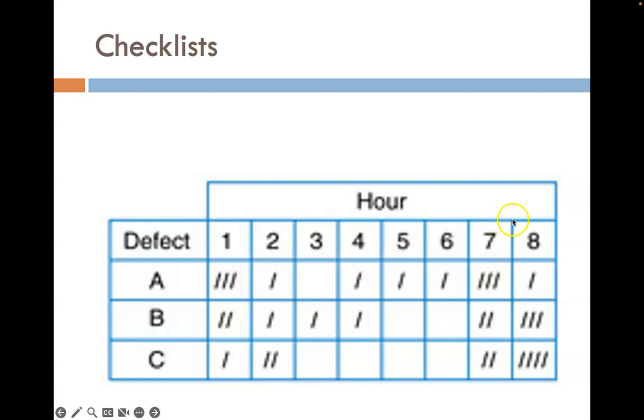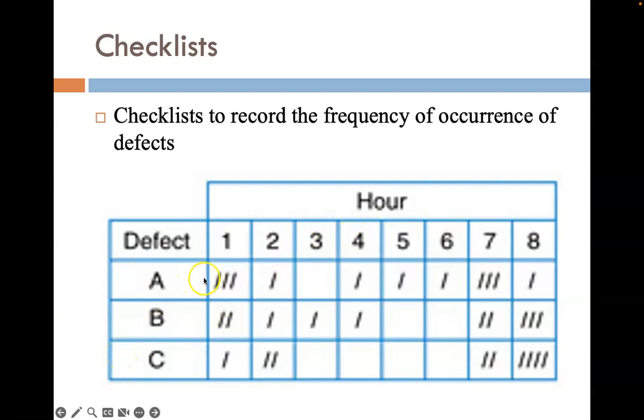And so within the 8 hours, anytime when these problems happen, they are checked by using the tallies. And so by the end of the day, the occurrence of these problems will be counted. And so at the end then, we may find how many times problem A happened, how many times B happened, and also how many times C happened. So in this case, you can see that problem A happened 11 times, and defect B happened 10 times, and problem C happened 9 times.